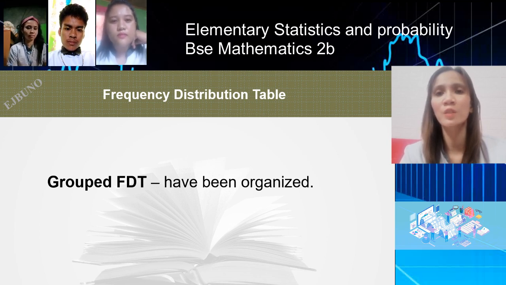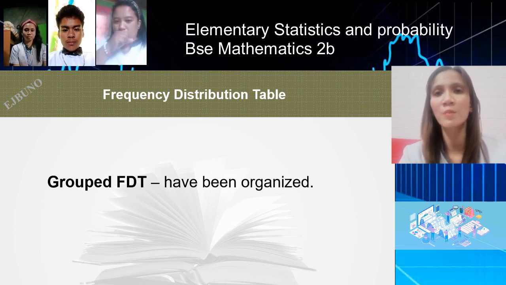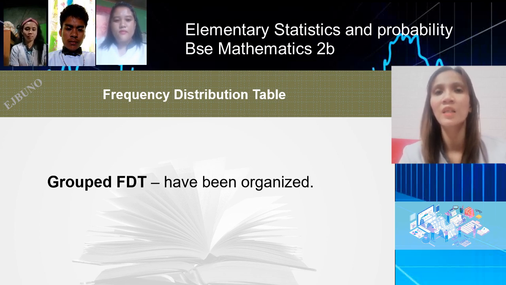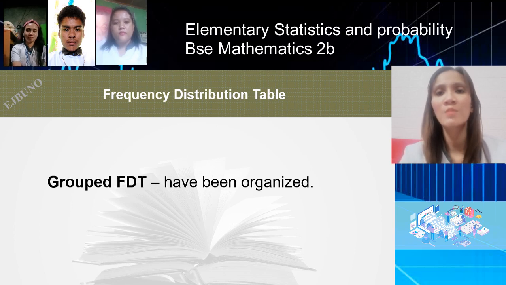Class interval for a frequency distribution is obtained by subtracting the lower limit of a class from the lower limit of the next class, or subtracting the higher limit of a class from the higher limit of the next class. Class limits represent the smallest and largest data values that can be included in a class. The class boundaries are used to separate the classes so that there is no gap in the frequency distribution.